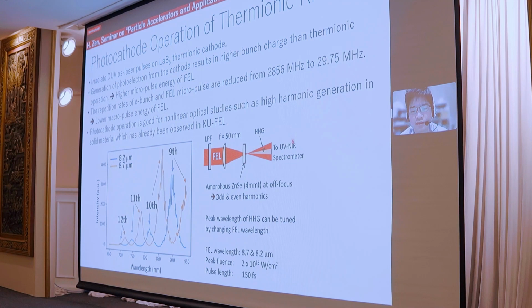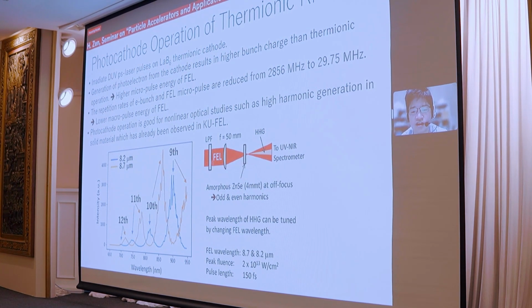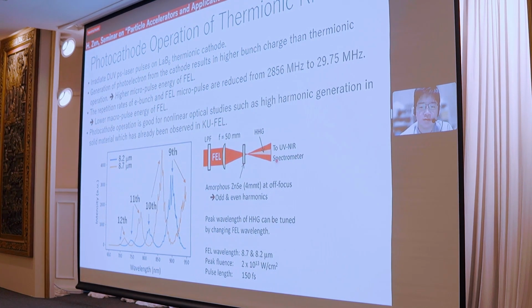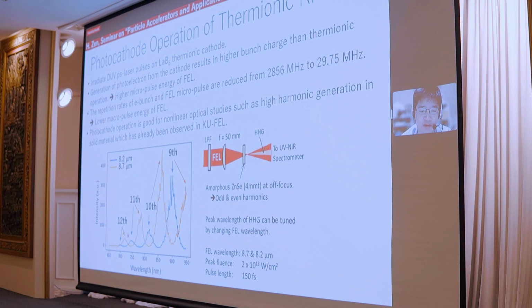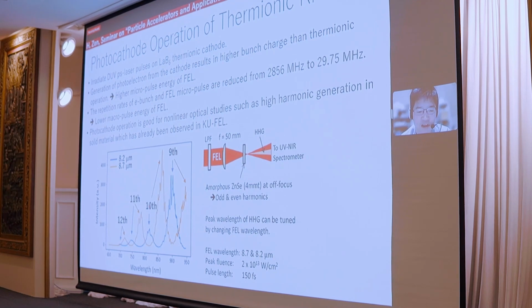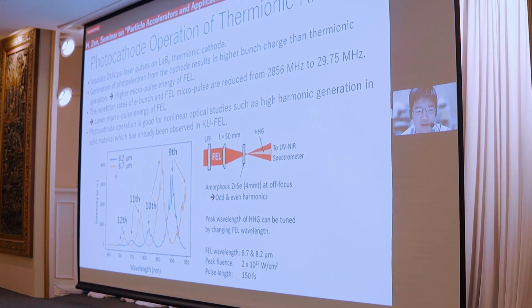This is the setup for the high harmonic generation in solid, in the case of zinc selenide, and we focus the FEL onto zinc selenide and observe the harmonics components by using the UV to NIR spectrometer. Here we are showing the results, and we can clearly see the 9th, 10th, 11th, and 12th harmonics, and the wavelengths of the high harmonic generation depend on the fundamental wavelengths of the FEL. We can tune the peak like this.